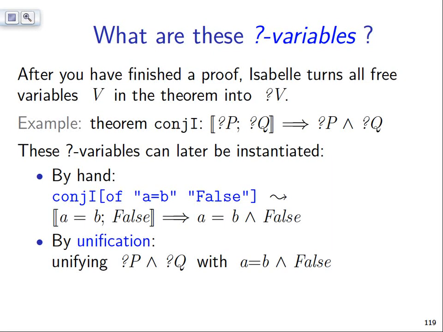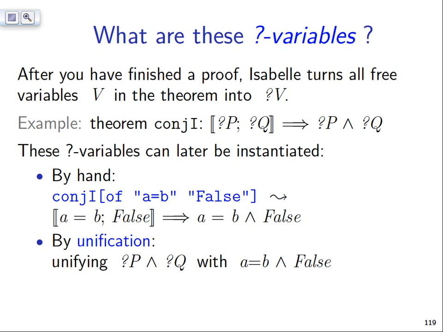Now, the second way is automatically as part of some proof methods. So you won't be doing that by hand, but it happens under the hood, namely by unification. What does unification mean? It simply means you have two terms and you want to make them the same. And in the process, you will have to instantiate some variables.